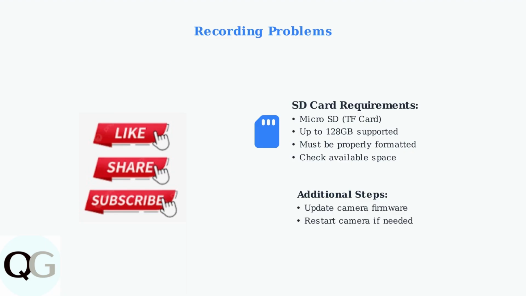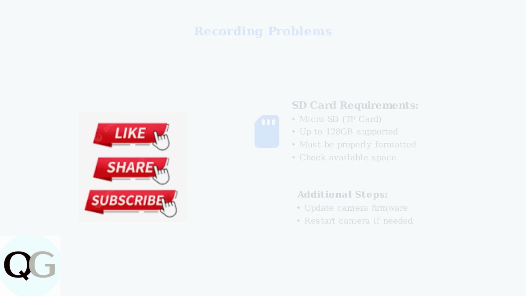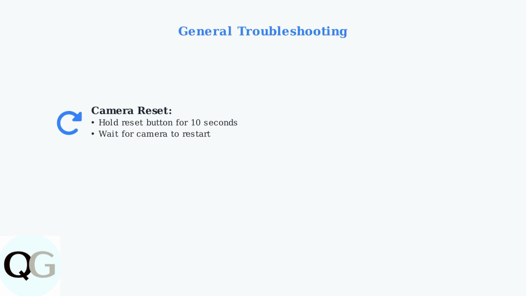Also, make sure to update your camera firmware regularly, as outdated firmware can cause recording failures. For general troubleshooting, you can reset the camera and ensure proper charging. For general issues, try resetting your camera by pressing and holding the reset button for 10 seconds.